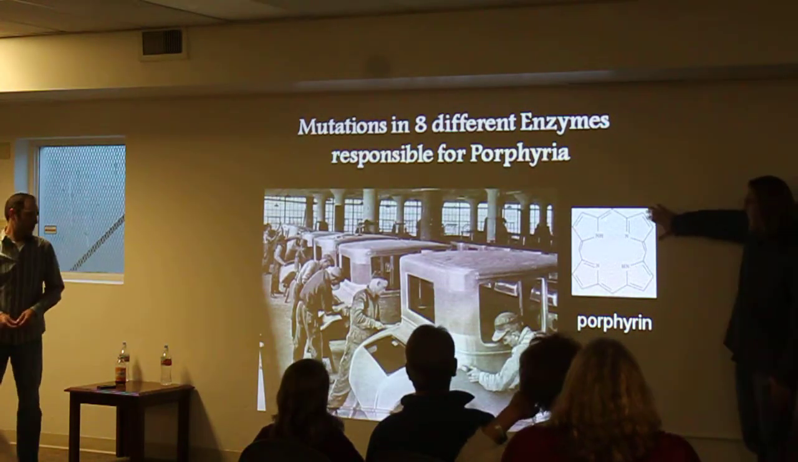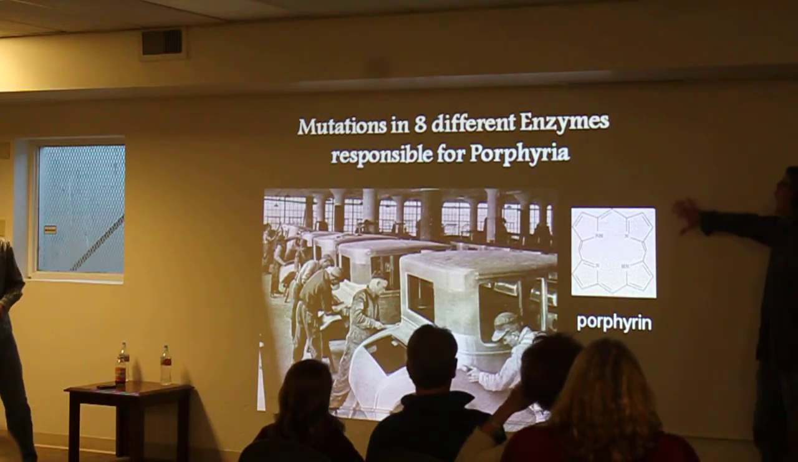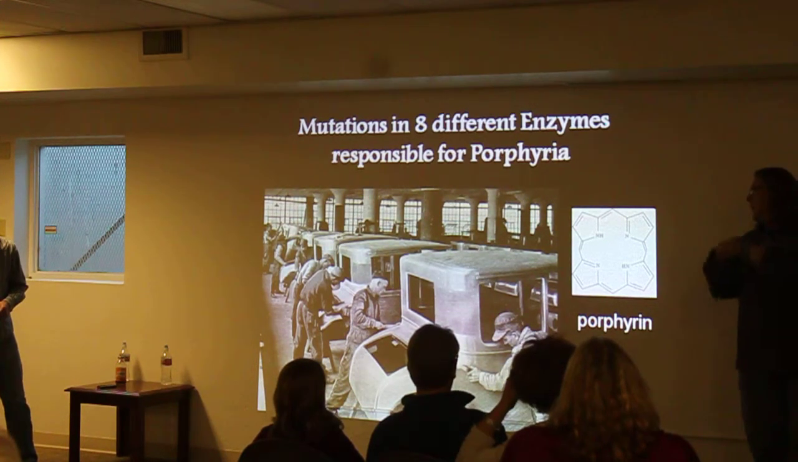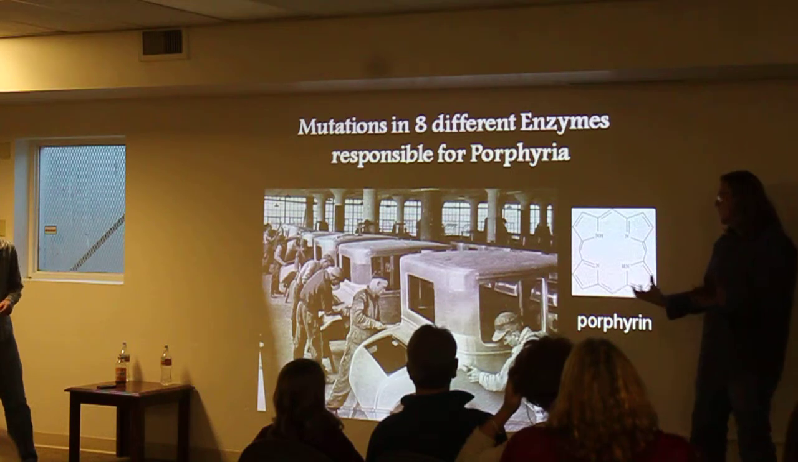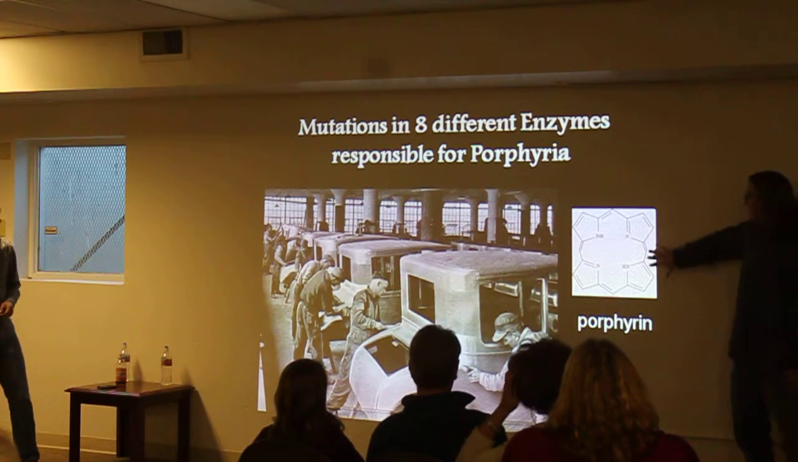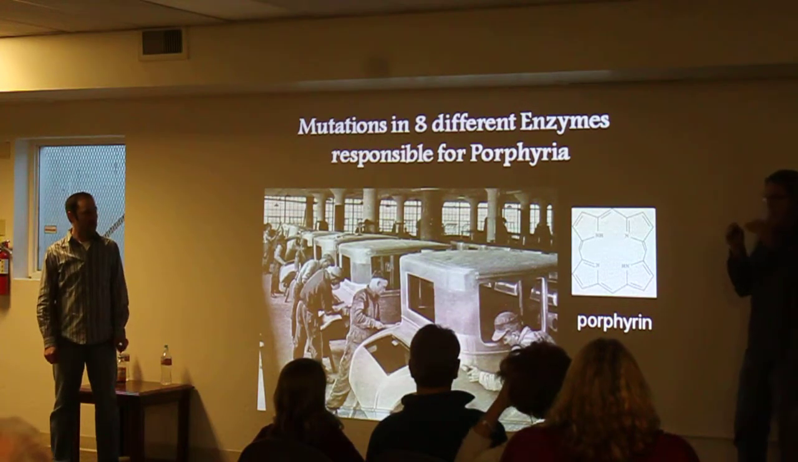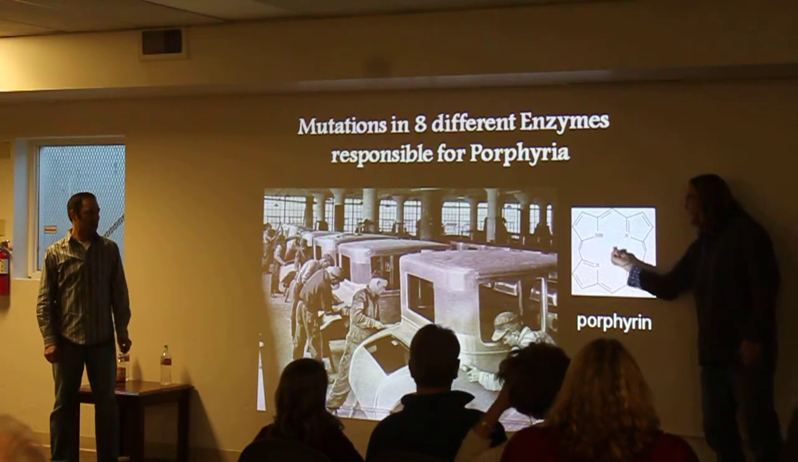So here's the molecule in question. Inside your liver, you get an assembly line of enzymes making this molecule, because it's a very complex molecule. It sits in the middle of the blood protein and holds an iron atom right there.